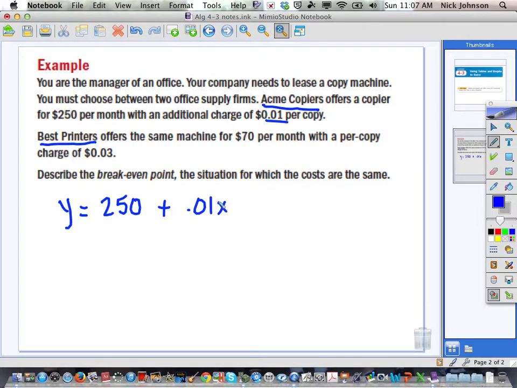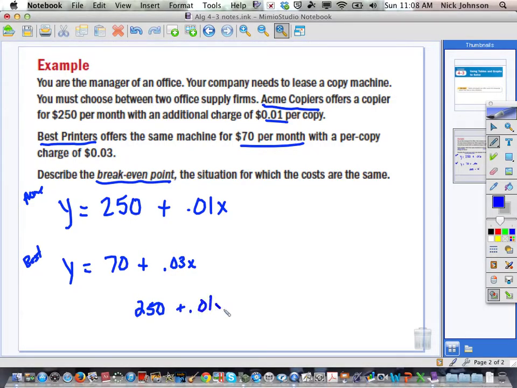Okay? For the Best Printers, so this was our Acme. This is our Best Printers. Equals, what did they start with? Well, they started with $70 per month. Plus a per copy charge of 3 cents. So 3 cents every copy. Okay? Now, describe our break-even point. Our break-even point is going to be when these two equations equal each other. So when 250 plus 0.01x equals 70 plus 0.03x.